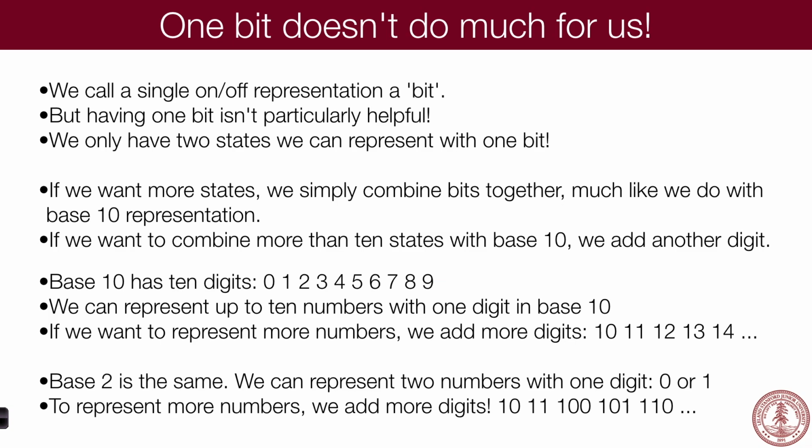An on-off we call a bit. There's a lot of text on this slide, sorry about that. On-off is called a bit. Having a single bit is not particularly useful. You can only represent 2 things with 1 bit, only two states. So what we can do is combine bits together to get more states.